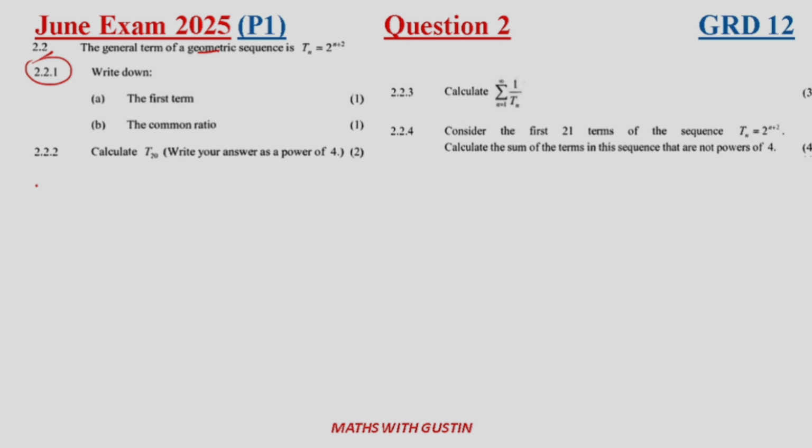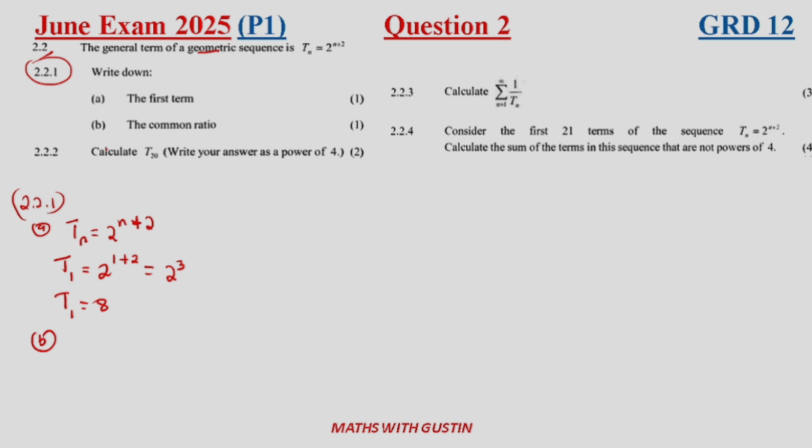So 2.2.1a says write down the first term. If Tn is given by this, they want us to find the first term. The first term will have to be T1, where n is 1, plus 2. So it's just going to be 2 to the power of 3, which is equal to 8. Okay, great stuff. So just 1 mark there. No need to waste time on this one.